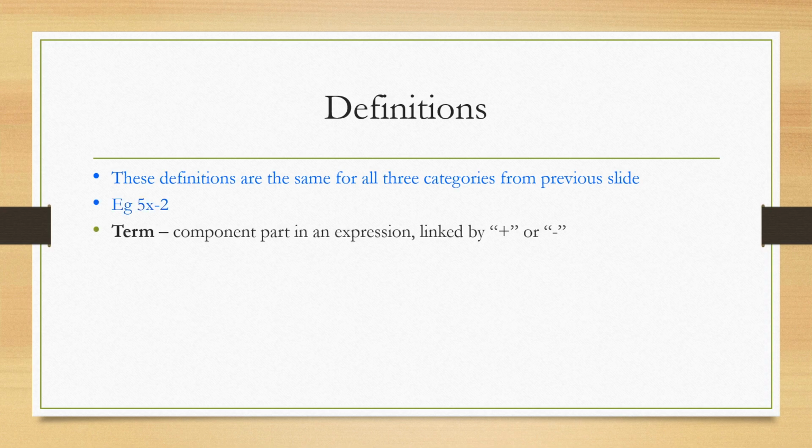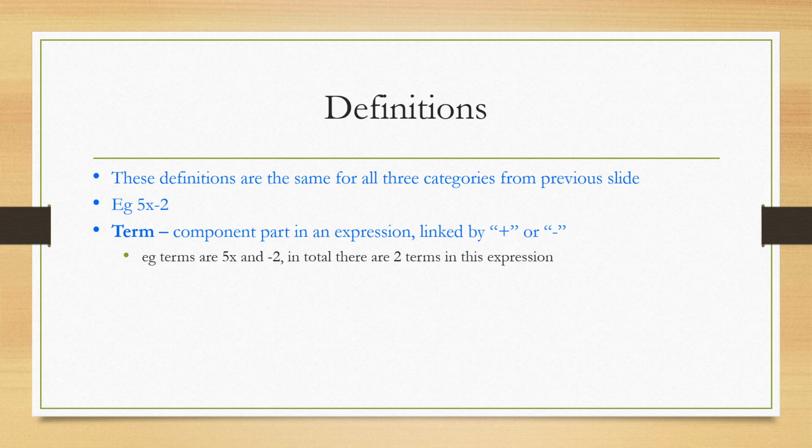This is a definition: term. A term is a component part in an expression and it's linked by a plus or a minus. For example, in the example that I'm using here, 5x minus 2, the terms are 5x and minus 2. So in total, there are two terms in this expression because 5x and minus 2 are linked by the minus. Okay, so don't get confused.